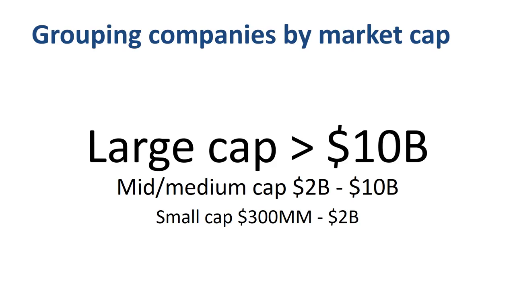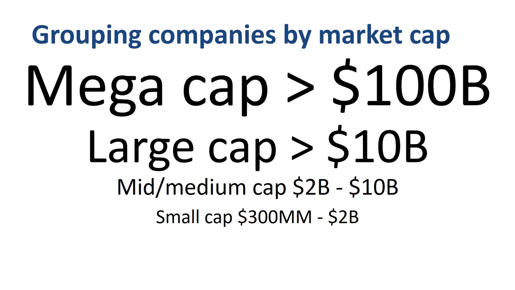Is there anything bigger than a large-cap company? Yes, mega-cap companies, with the market capitalization of more than $100 billion. Is there anything smaller than a small-cap company? Yes, a micro-cap company with a market capitalization between $50 million and $300 million, and even smaller than that, nano-cap companies with a market capitalization below $50 million.